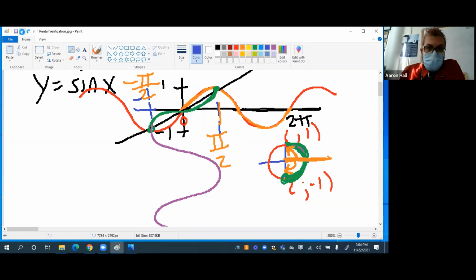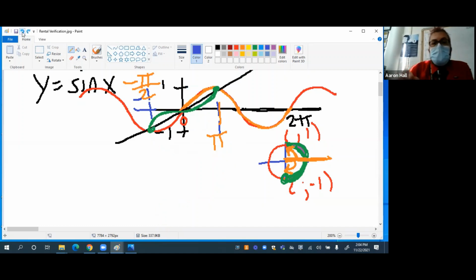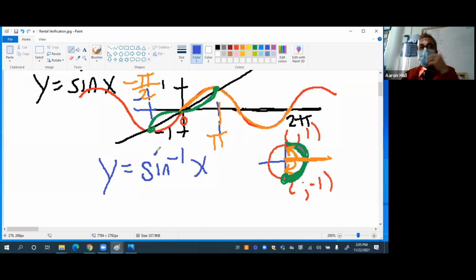Let me just go backward and get rid of some of this mess here. That green piece is the equation y equals what? This green piece right here. The equation is y equals what? Yeah, the inverse of sine of x. It becomes the inverse of sine of x.